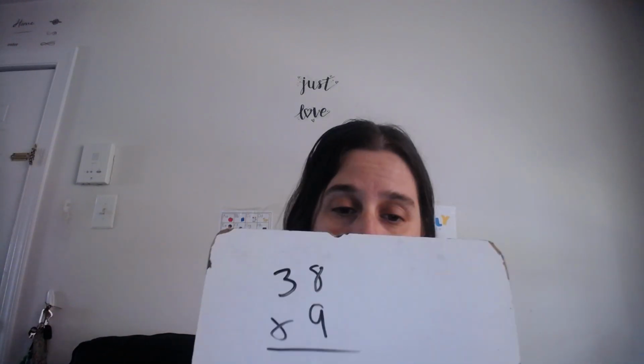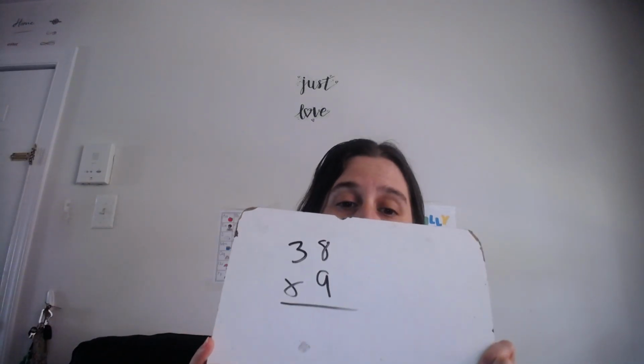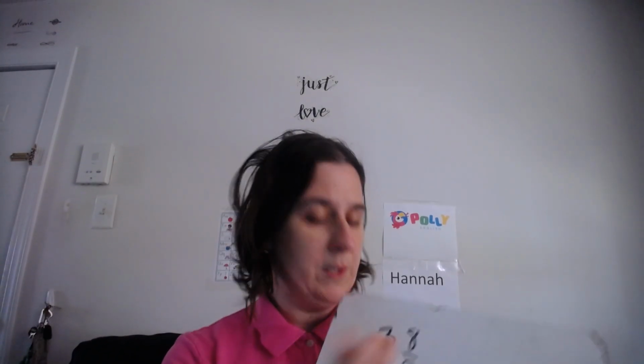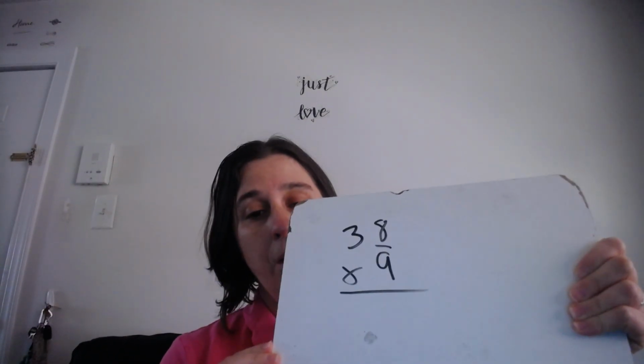Let's do 38 times 9. So here is my problem. And here's how I'm going to solve it using the partial product method. You start in your ones place with the bigger number. You think to yourself, 8 times 9 is 72.